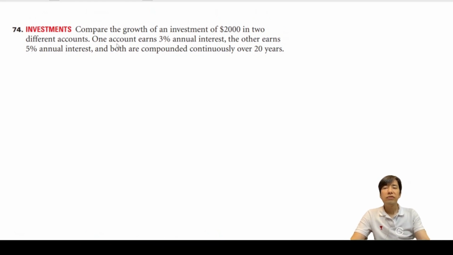Compare the growth of an investment of $2,000 in two different accounts. One account earns 3% annual interest, the other earns 5% annual interest, and both are compounded continuously over 20 years. Okay, so both are continuous compounding. So T, in this case, is 20 years, so 20.